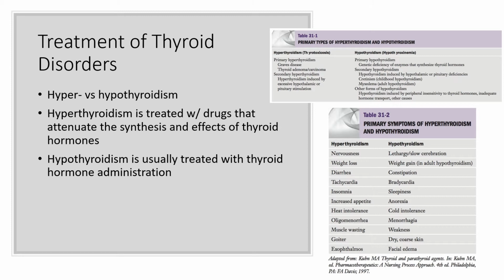So you may also hear hyperthyroidism called thyrotoxicosis, and you may also hear hypothyroidism called hypothyroxinemia. So be familiar with those terms as well. So hyperthyroidism is going to be treated with drugs that attenuate the synthesis and the effects of thyroid hormones. So we want to suppress these effects. And on the other hand, hypothyroidism is usually going to be treated with thyroid hormone administration.